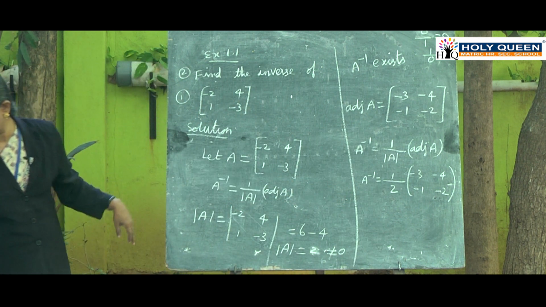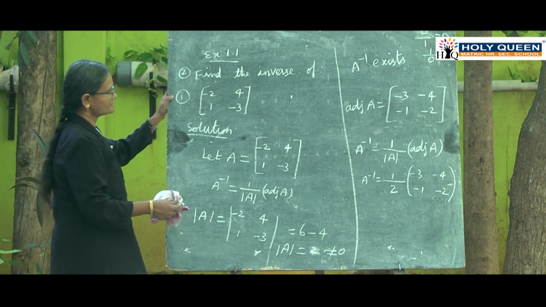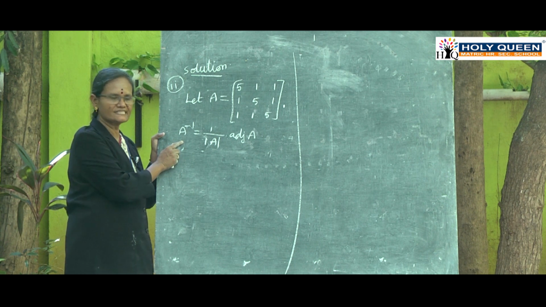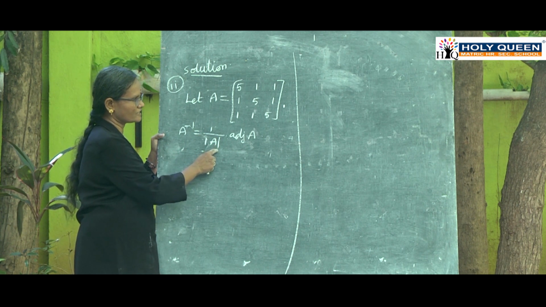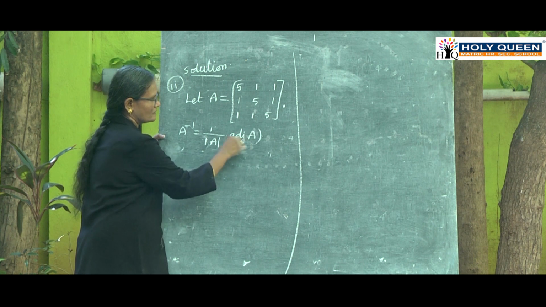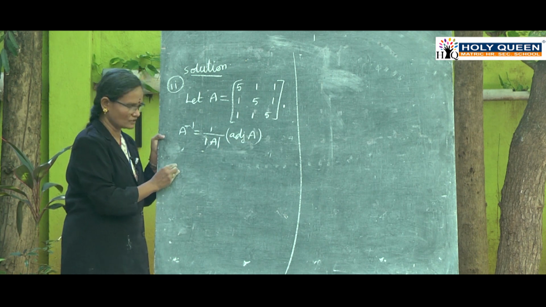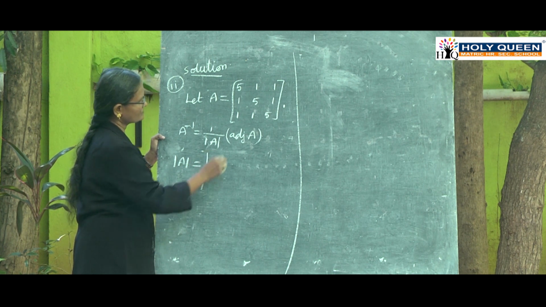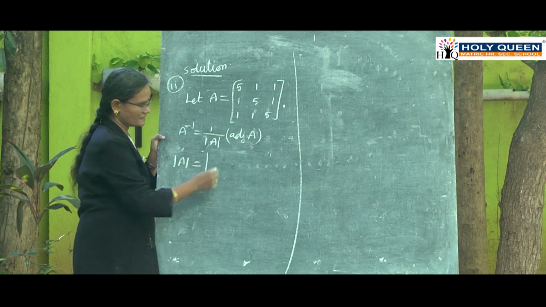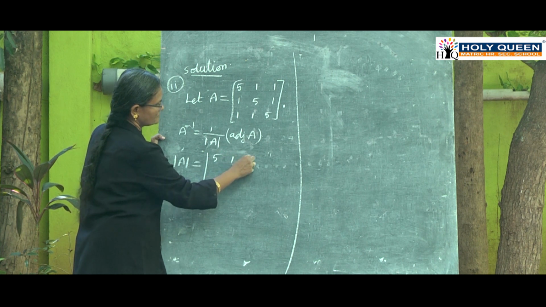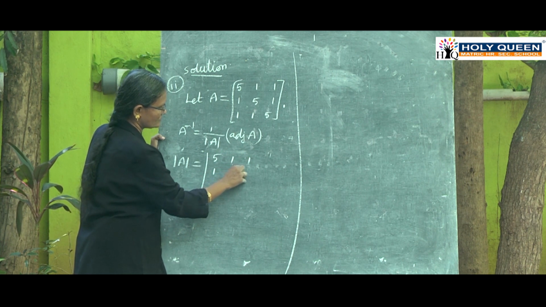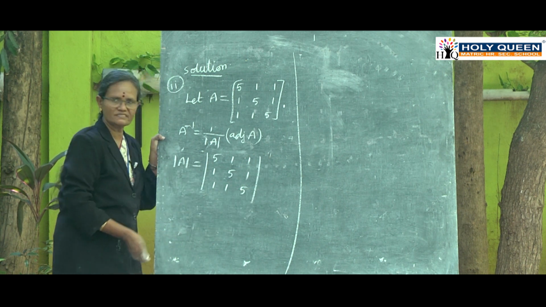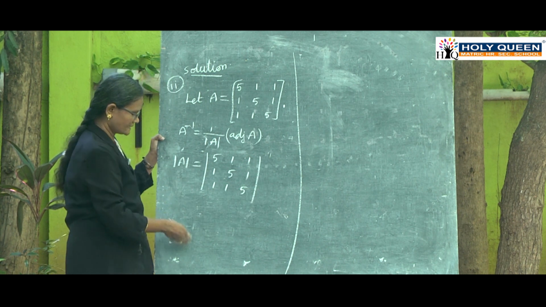Next, let us see subdivision 2. Second question, subdivision 2. Here what is the formula for A inverse? A inverse is equal to 1 by determinant of A into adj of A. Now we are going to find the value of determinant of A. What are the elements in A? 5, 1, 1, 1, 5, 1, 1, 1, 5, all the elements covered within the vertical lines.